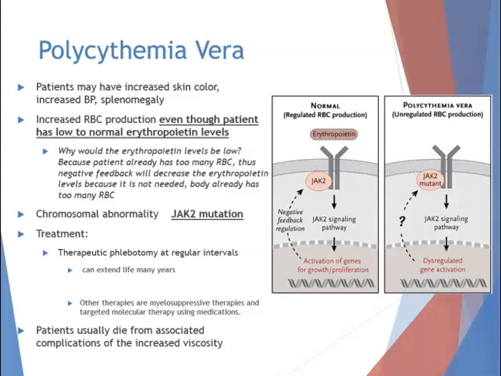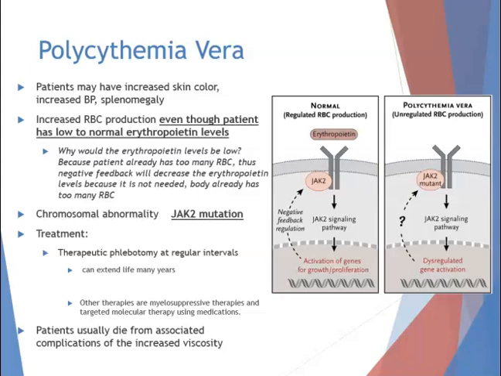Polycythemia vera patients usually have an increased skin color. They also have an increased BP, which is blood pressure, and they also suffer from splenomegaly, which is an enlarged spleen. They just have so many more red blood cells to deal with. Remember, the spleen is the organ that takes out red blood cells in the red blood cell degradation process. Also, there's an increased red blood cell production, even though the patients usually have low to normal erythropoietin or EPO levels.